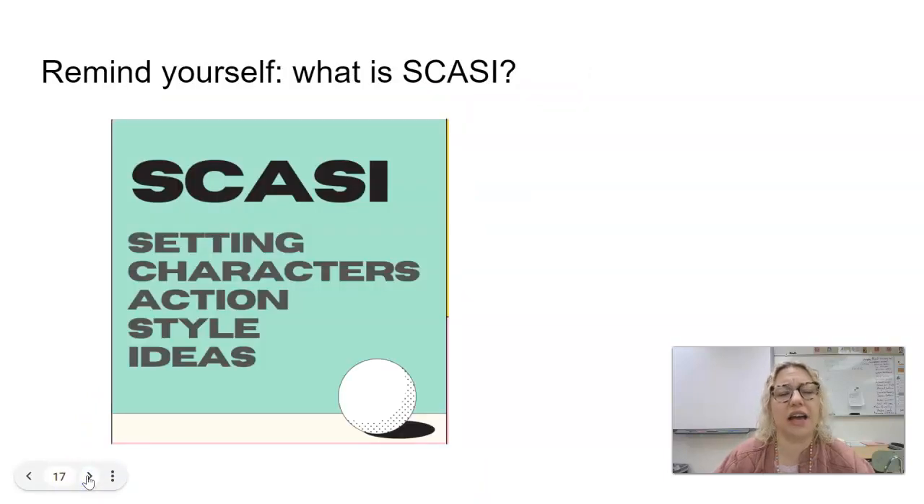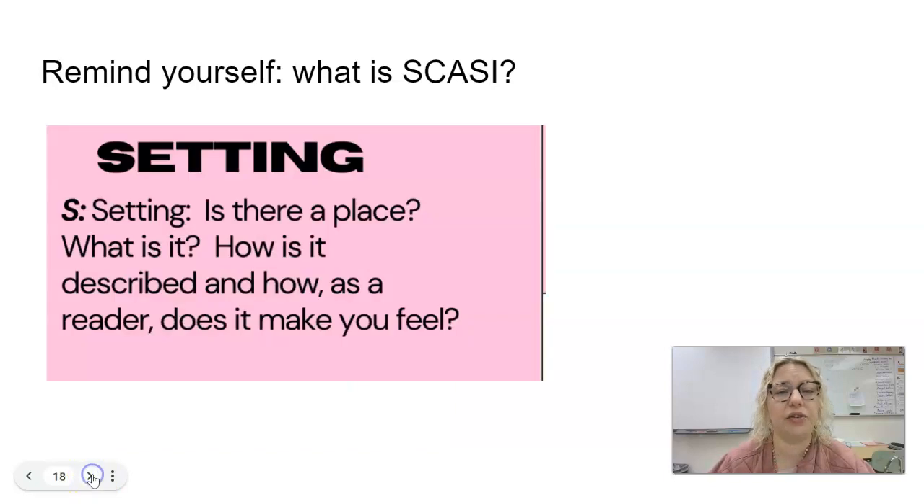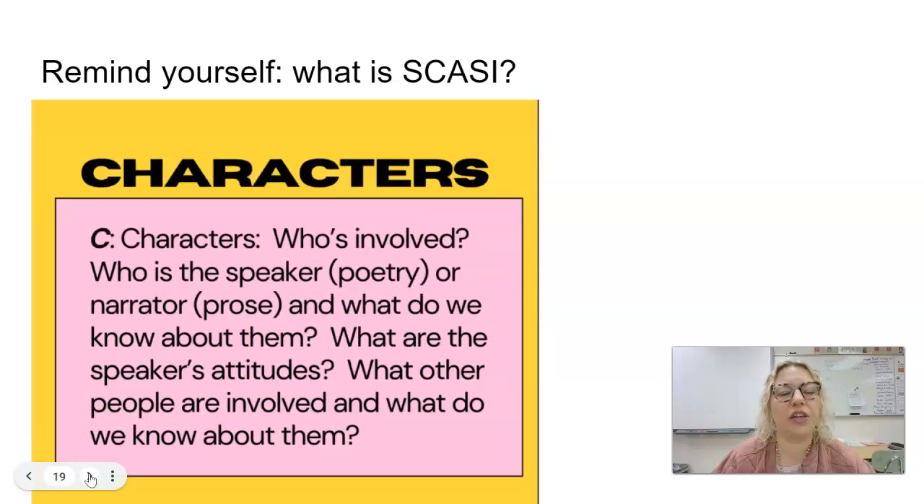All right, moving on to SCASI. SCASI is a strategy that works really well when you're first encountering a text. And I first, I think, described it to you when we were doing our poetry unit. So I wanted to remind you what it is. The first S stands for setting. So is there a place? Sometimes in poems there is no place. Sometimes there is. In the prose text, there probably will be a place, or if there's a play, if they use drama, we might see something of the place. So what is it? How is it described? And how as a reader does it make you feel?